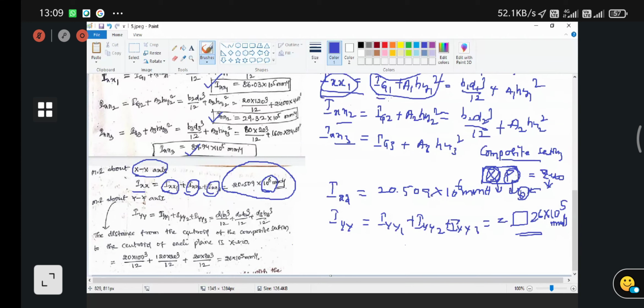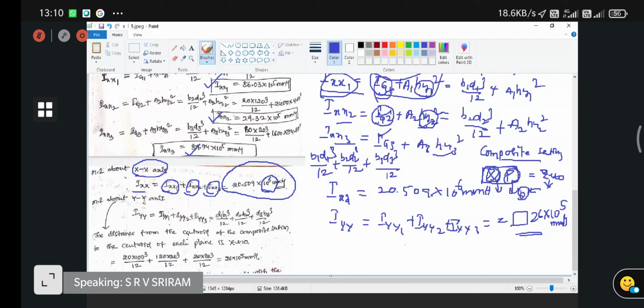But if they ask only for the central moment of inertia, you will go for B1 D1 whole cube by 12 plus B2 D2 whole cube by 12 plus B3 D3 whole cube by 12. It is very easy. If they are asking for the total not about the base but only central, you have to find only these: Ig1, Ig2, Ig3. There is no need to find the Ay1, Ay2 and Ay3 values. Only these values you have to add.